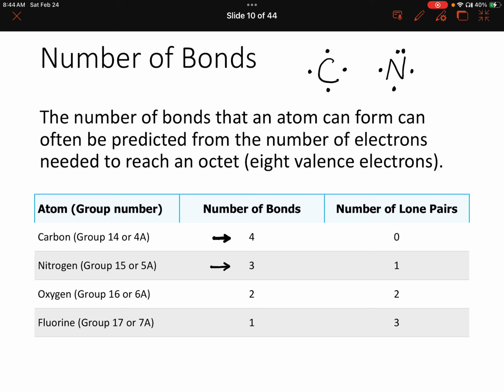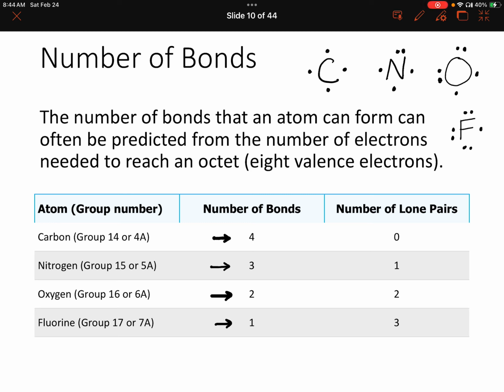So let's look at oxygen. Oxygen has 6 valence electrons because it's in group 6. So if we look at its Lewis diagram, oxygen has 2 unpaired electrons, so it could make 2 bonds with those unpaired electrons. And we saw previously with fluorine that fluorine has 1 unpaired electron, right? So I'll just draw that right here. It has 7 valence electrons, and one of those electrons is unpaired. So it could make a bond with that unpaired electron.